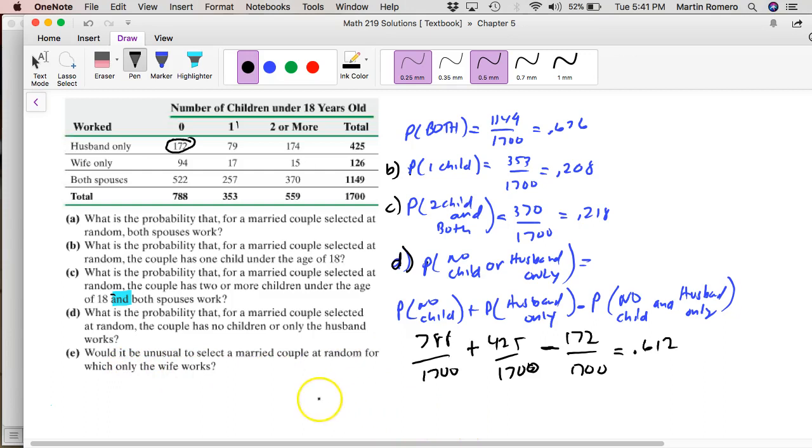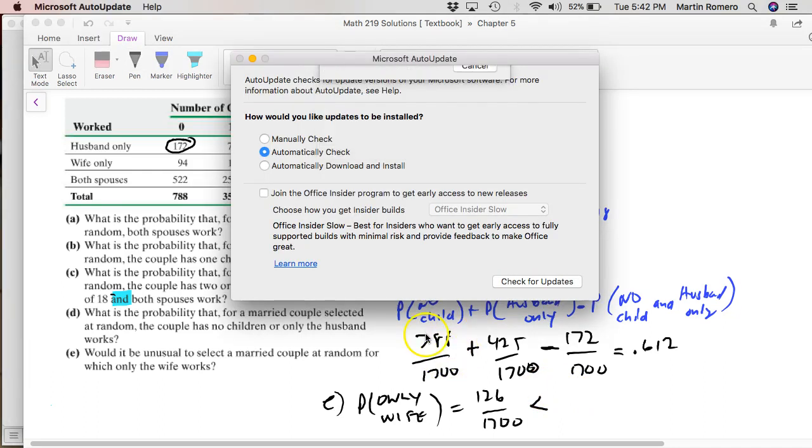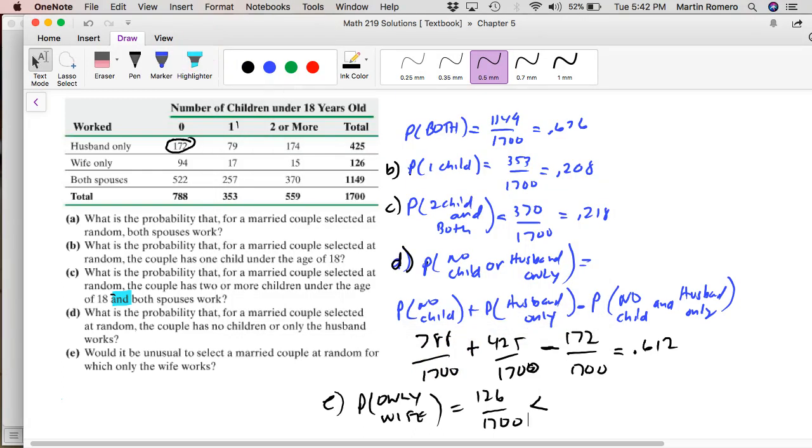And then the last question would be, is it unusual for a married couple selected at random for only the wife to work? So part E, the probability only the wife works. Looking here, only the wife works is 126 over 1700, and this value is less than, oh yeah, what is that value? So let's cancel that out. Doing the calculations on that one real quick, 126 divided by 1700 equals 0.07.